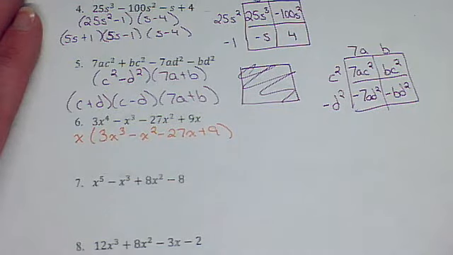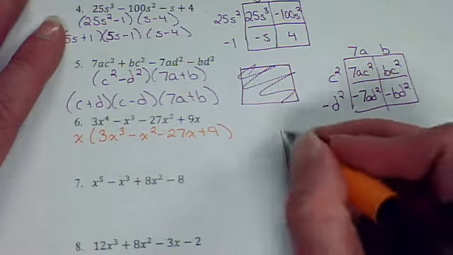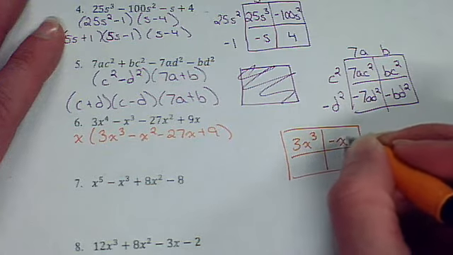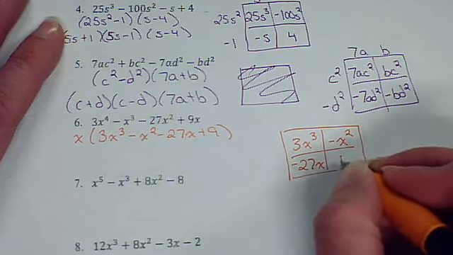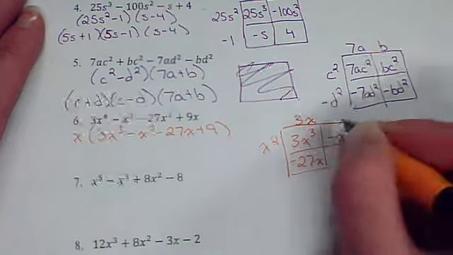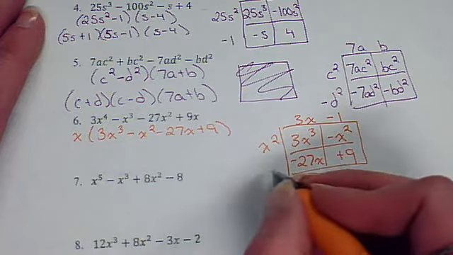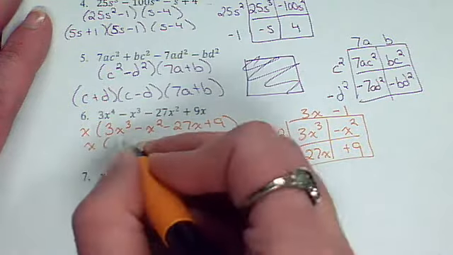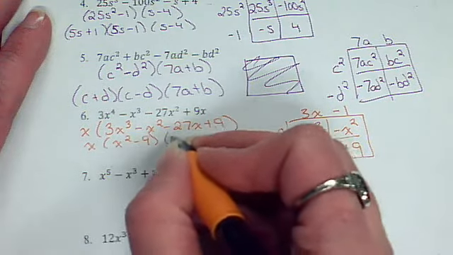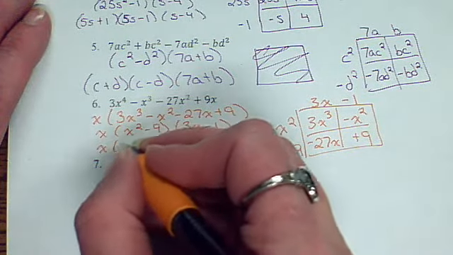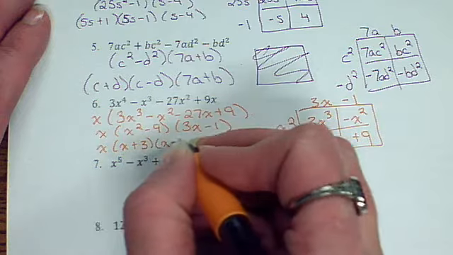Now, you can go straight to the box. 3x cubed minus x squared minus 27x plus 9. We have x squared in common. That means this needs a 3x. This means negative 1. And this needs a negative 9. So I'll have an x, I'll have x squared minus 9 and 3x minus 1. Ooh, but x squared minus 9 is the difference of 2 squares. So I get x plus 3, x minus 3.